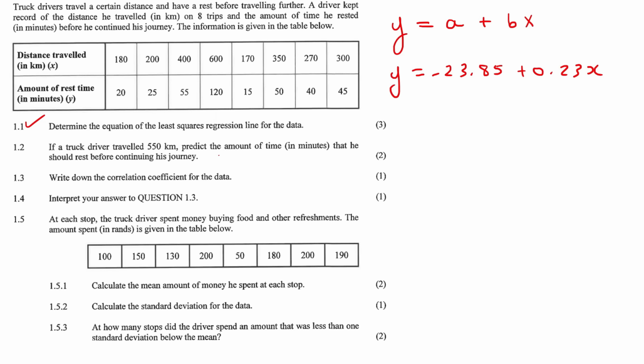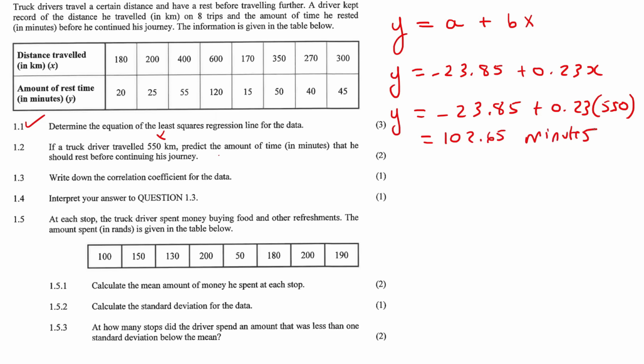1.2. If a truck driver travels 550 kilometers, so that's the X value, predict the time that he would rest. You just use your formula, and they gave us the X value as 550. If you do that, you should get 102.65 minutes.